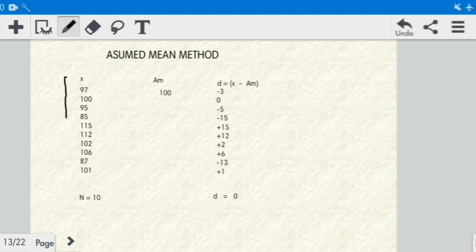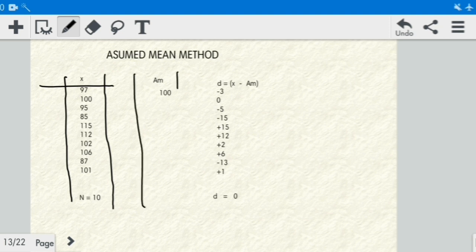Here the observation is this column, the x column, and the assumed mean is 100. Calculate the assumed mean with the same process as calculating the algebraic mean. Total observation: summation of x by total observation equals the assumed mean.